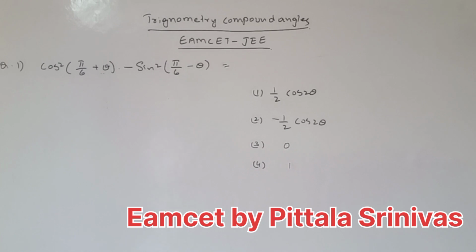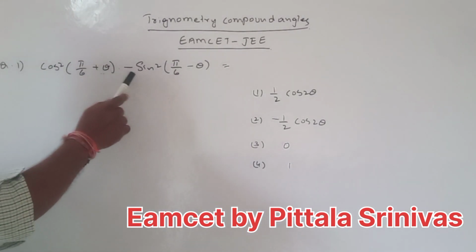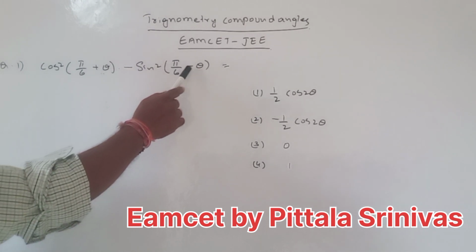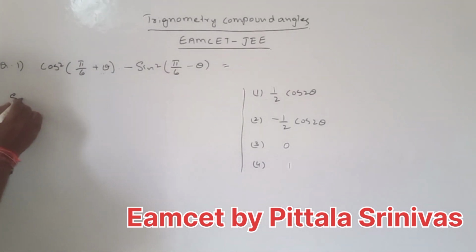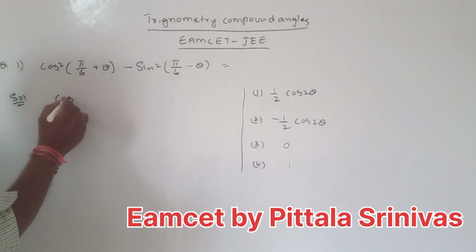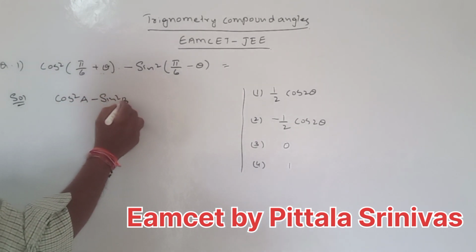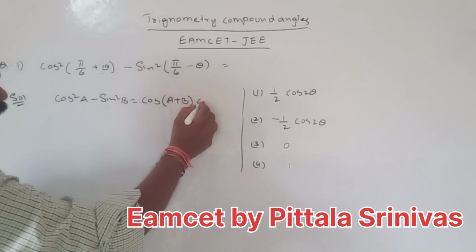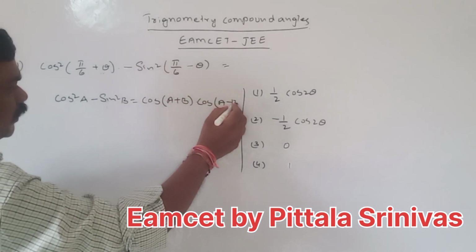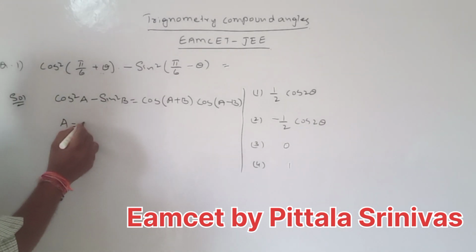Dear viewers, we have the problem: cos²(π/6 + θ) − sin²(π/6 − θ) is equal to. These are the options given. So we have cos²A − sin²B is equal to cos(A + B) into cos(A − B). This is the formula.